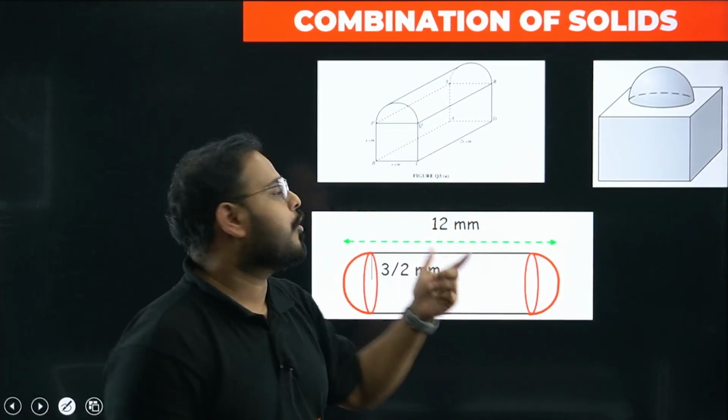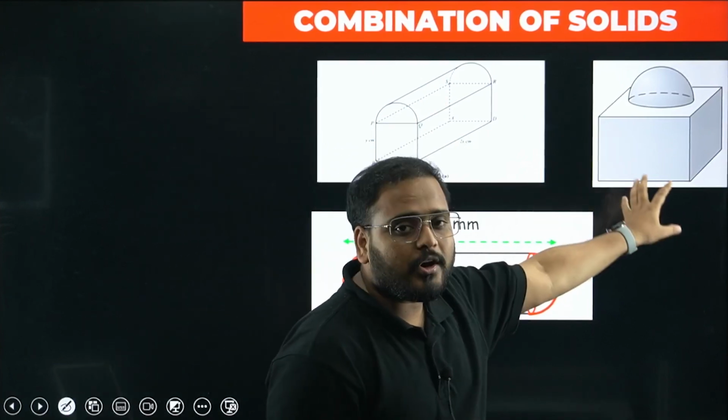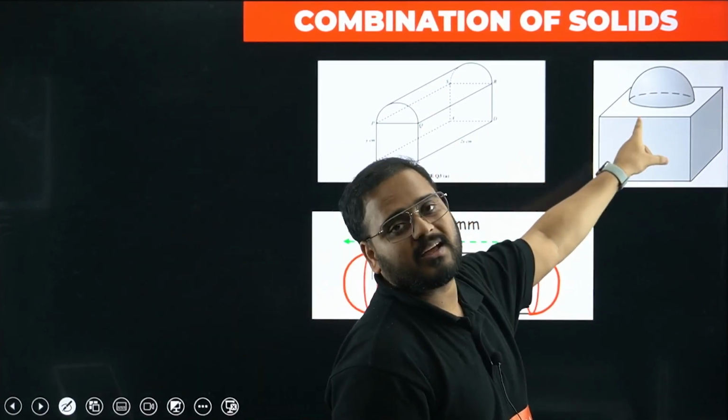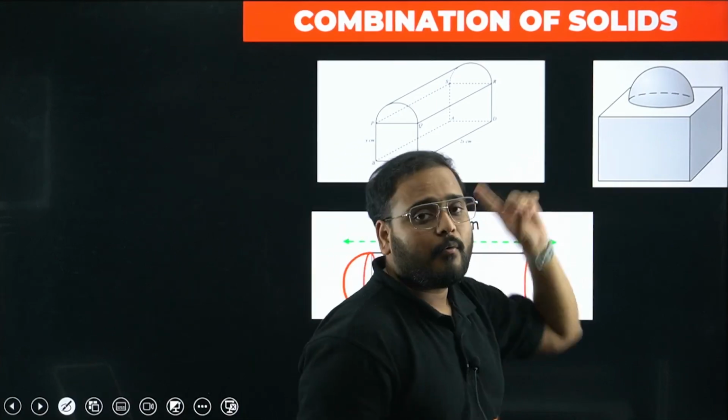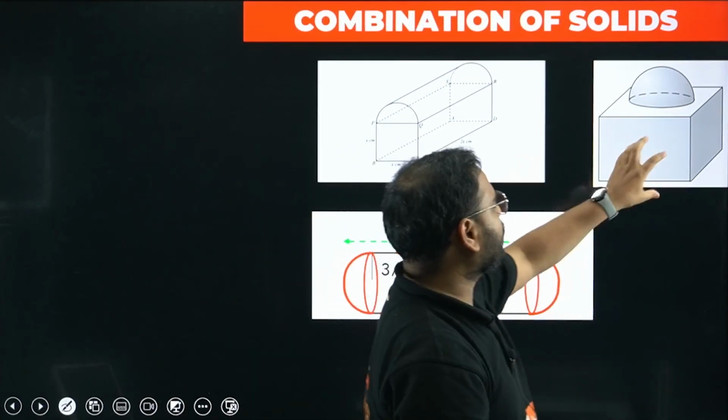Volume will be what, bacha? Volume of cuboid plus half of the volume of cylinder. Same way you have over here a cube with a hemisphere placed at top. Okay, so you can see what will happen, bacha. So for the volume part, no problem: volume of cube plus volume of hemisphere.